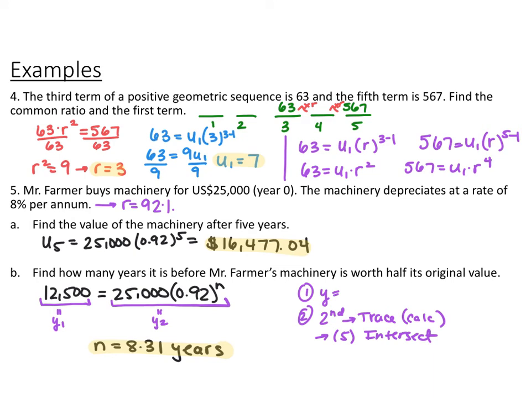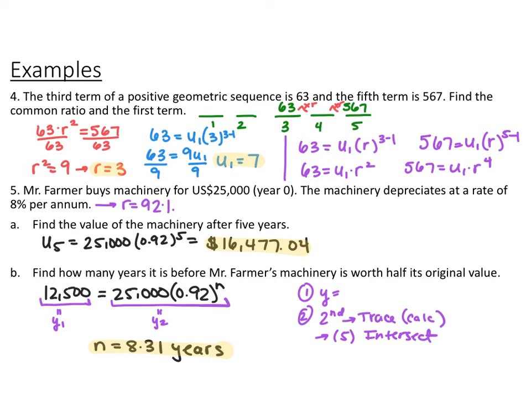And then I'm just going to use my graphing calculator. So I'm going to set y1. I'm going to go into y equals, set y1 to be 12,500, set y2 to be 25,000 times 0.92 to the x. And then second trace, which is calc, go to number 5, which is intersect. You want to make sure you can see the intersection points, so you might want to adjust your window first. And then we find that the intersection is 8.31 years.